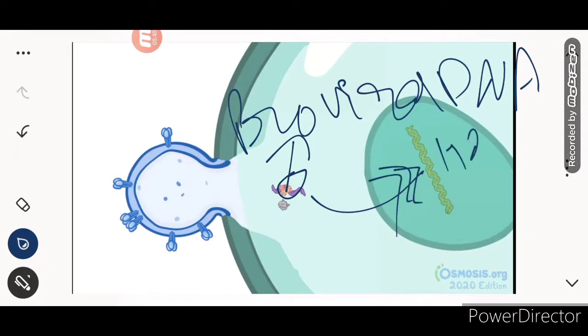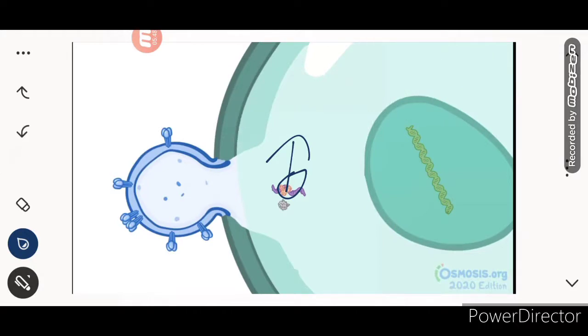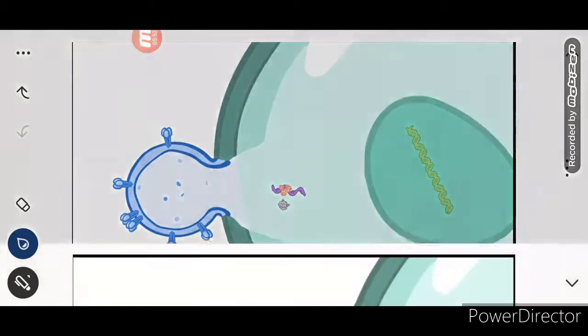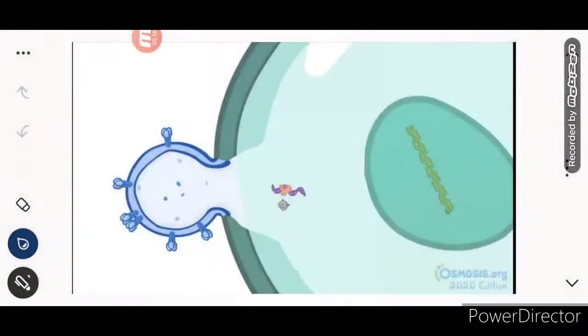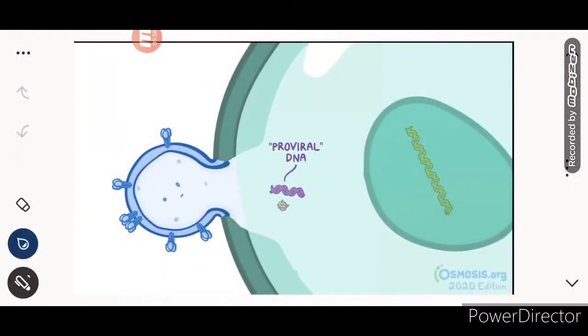This is the host DNA, or we can say that is the normal unaffected DNA. But once it gets the permeability into the host cell, it gets control over the host cell. Okay, so because of the reverse transcriptase and integrase. Okay, so now you can see that the reverse transcriptase has done its job and the proviral DNA is formed, as I told you.